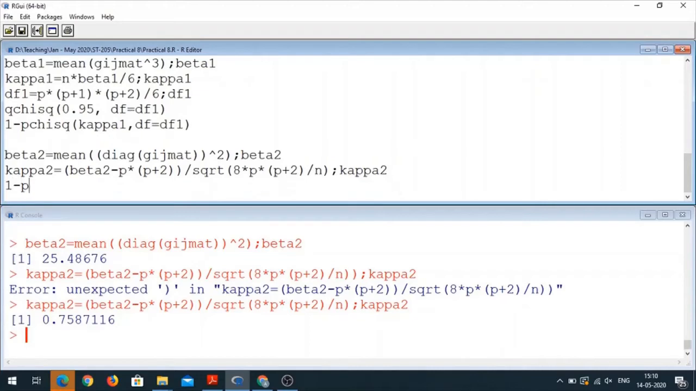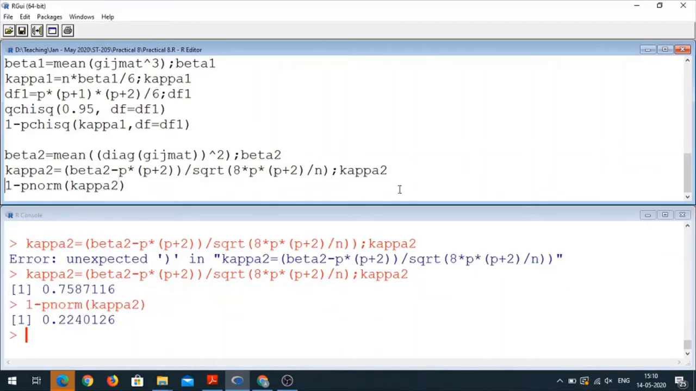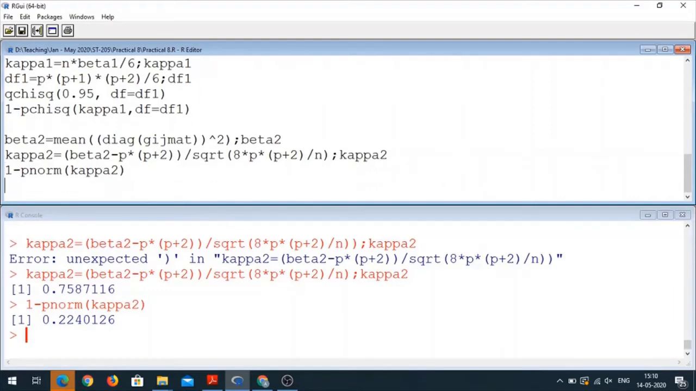If you want the p value, I will go for 1 minus pnorm at kappa 2. Since it's standard normal, I don't need to give parameters. The p value is 0.2240. So we are accepting. In this way, both the test statistic, Mardia's test based on skewness as well as Mardia's test based on kurtosis, are telling me to accept the null hypothesis.